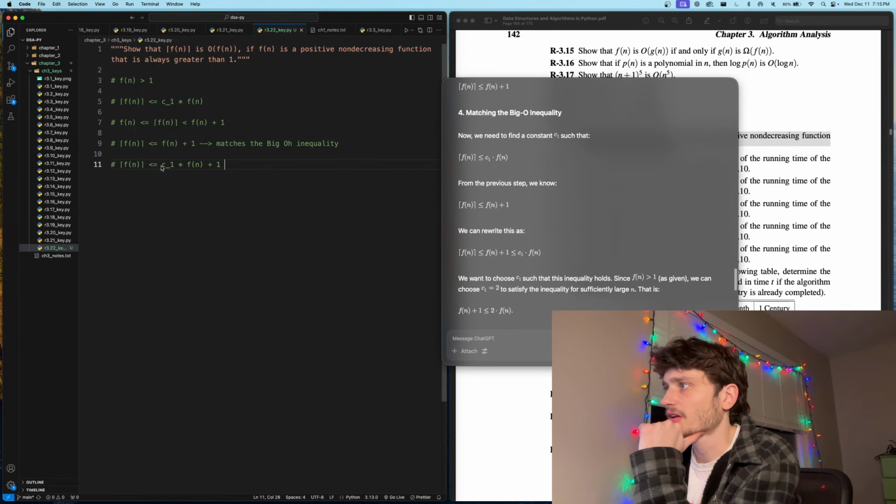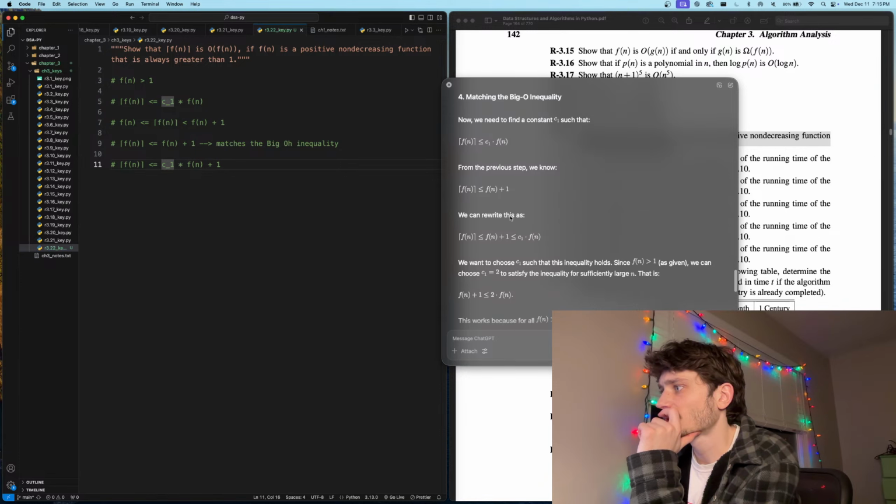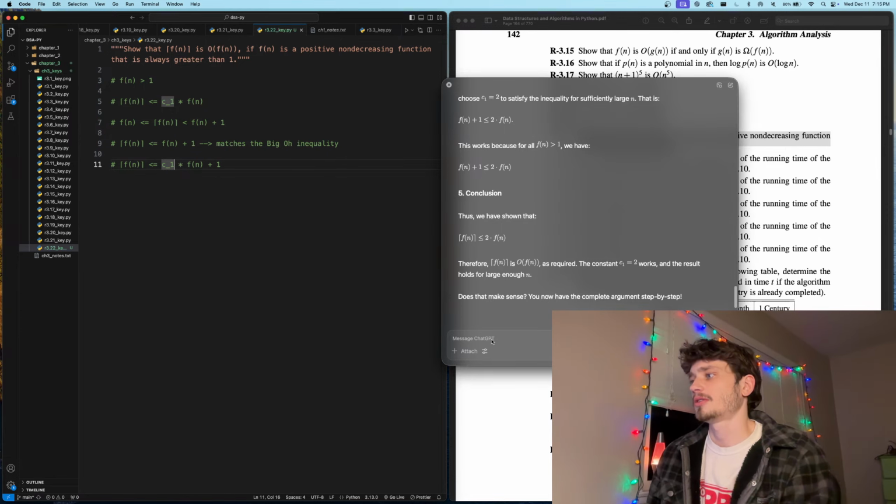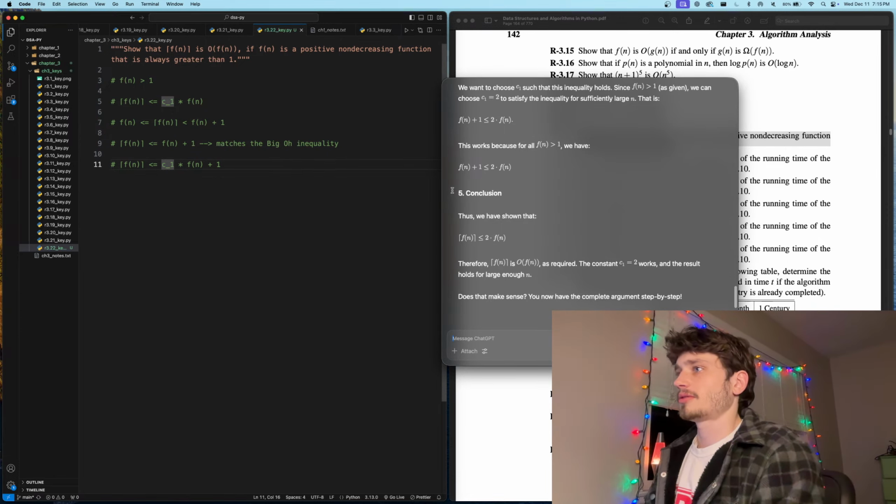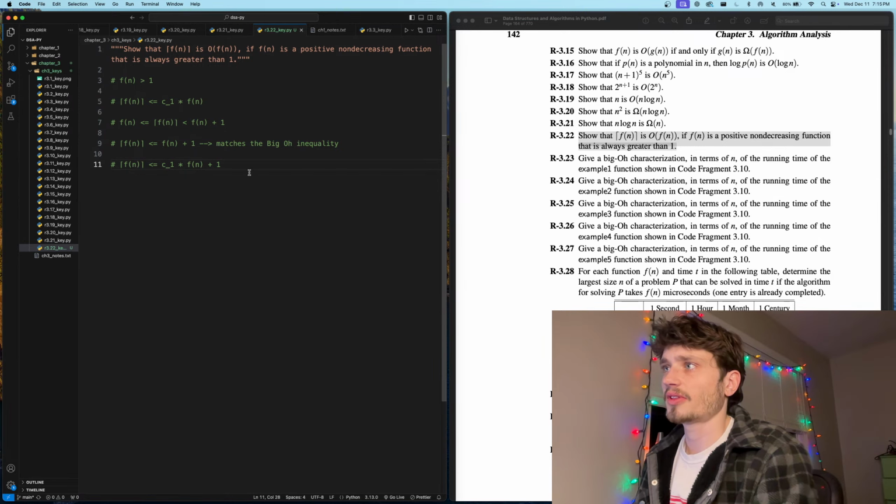Right, so we have the ceiling of f of n is less than or equal to some constant c1 times f of n plus 1. We can rewrite this as the ceiling of... What? No, the GPT is not making any sense right here. I don't know what it's saying. Let's get rid of that.